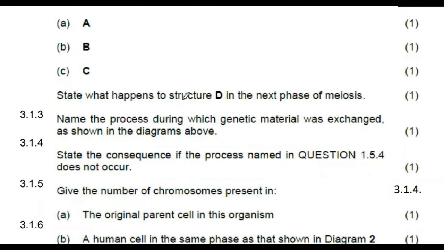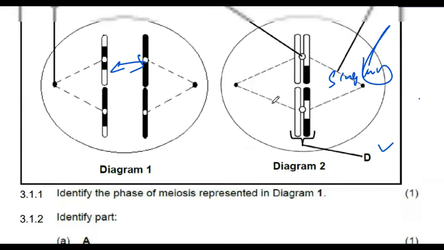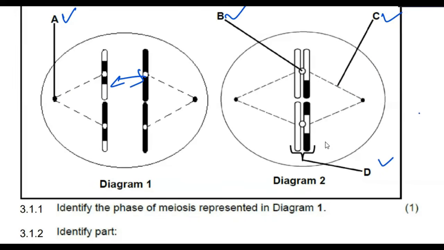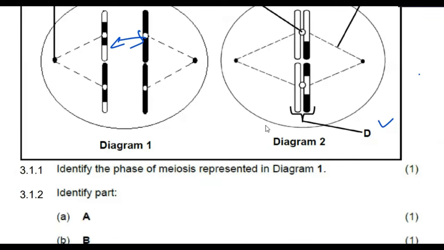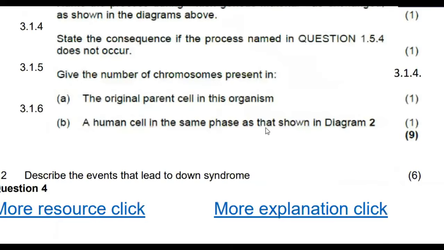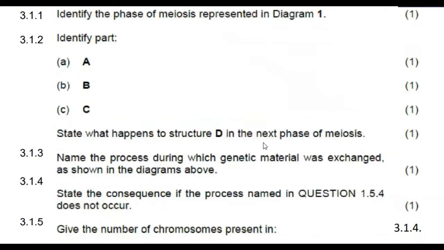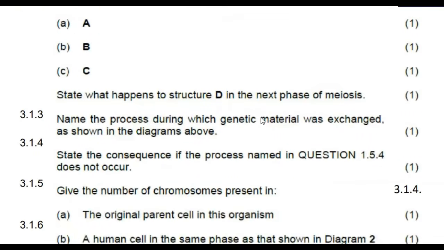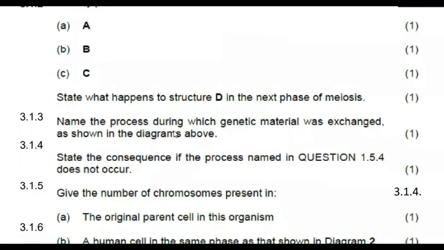State what happens to structure D in the next phase. Where is structure D? Structure D, these are the chromosomes. So the chromatids move to opposite poles due to the contraction, or the shortening, of the spindle fiber. Name the process during which genetic material was exchanged. We say that the process is called crossing over, and we said it occurs during prophase 1.